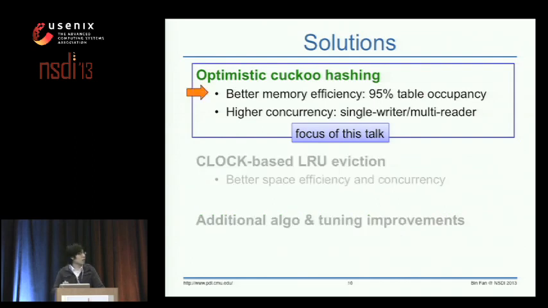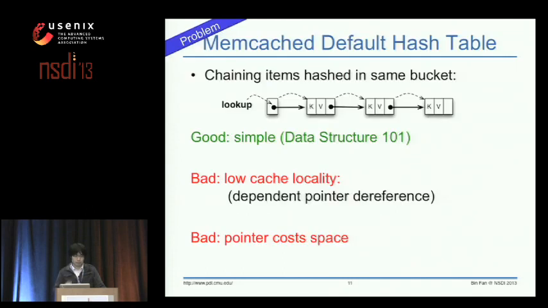Well, let's go to the detail, how we get such a high space efficiency. This is the default Memcached hash table, as we have already mentioned before. It's a chaining hash table. It's very simple. Everyone uses it and everyone knows it. But it gives very low cache locality because when you scan the bucket, you have to dereference a set of pointers, chasing the pointers. So it's likely to get multiple cache misses if the hash table is large. In addition, pointers themselves are very expensive. On a 64-bit machine, each one is 8 bytes.